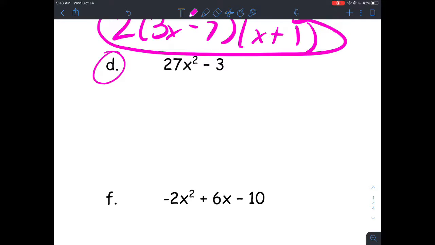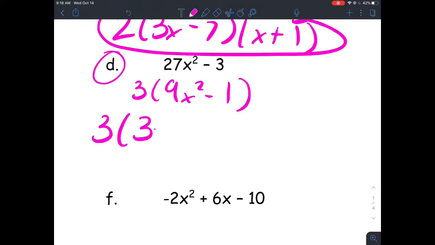So for this one, we're going to see if we could take out a greatest common factor, which in this case would be 3. So we get 9x squared minus 1. And then this is a difference of two squares. So you're going to get 3x plus 1, 3x minus 1.